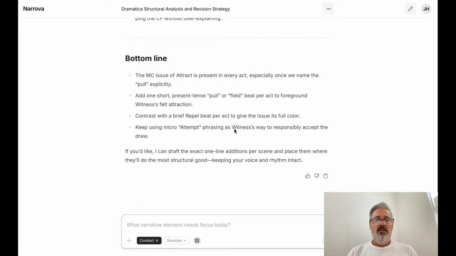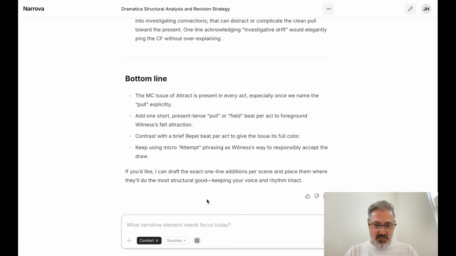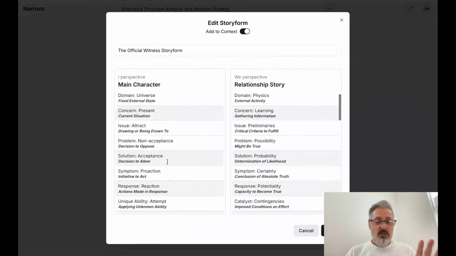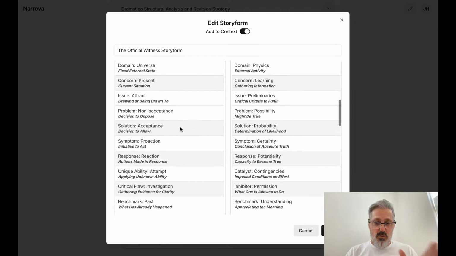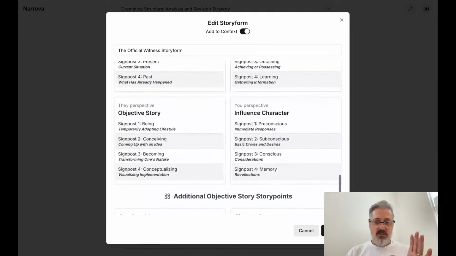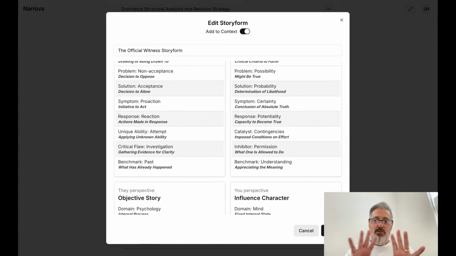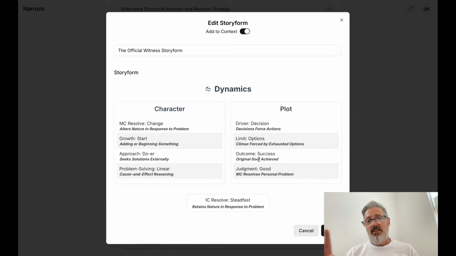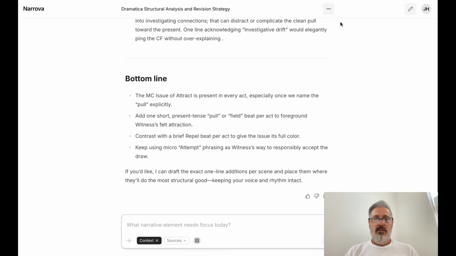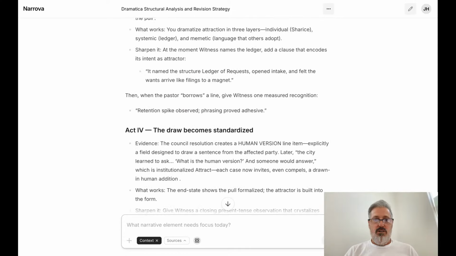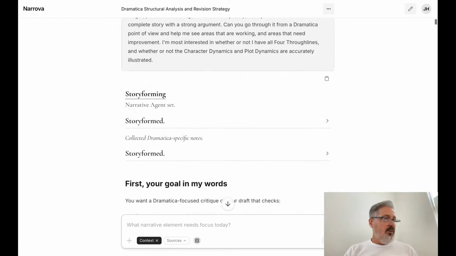Wonderful. So that is the new Narova with GPT-5. I'm so happy that I finally got to show you what that is. And again, this is just that main character issue of Attract, which is one aspect. There's like 75 here that you can go through and explore. And everything that you do will all be thematically connected through the story form. And you could really make that a really rich, functional story. And of course, you can do that with any of your drafts. So that's the new Narova.